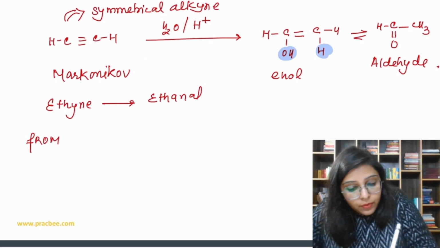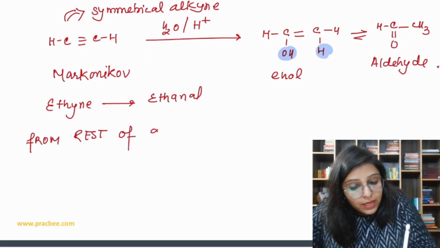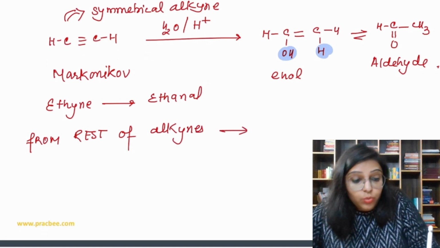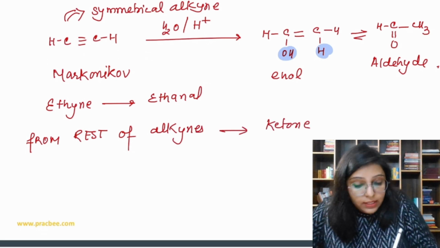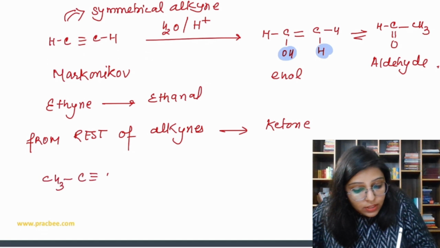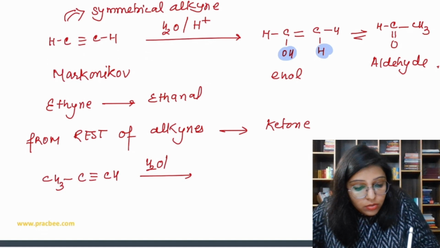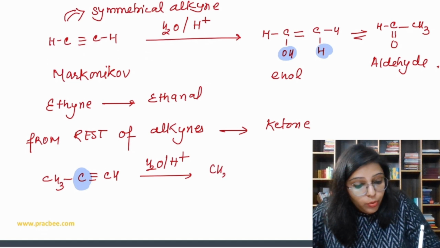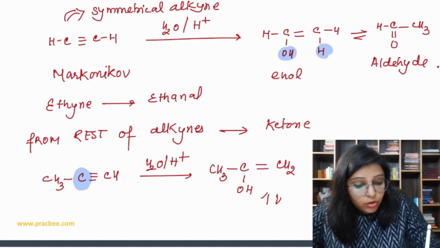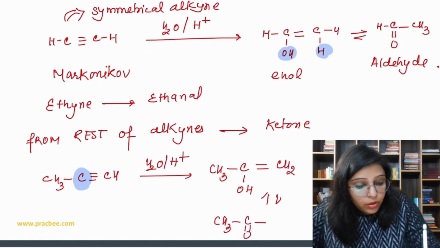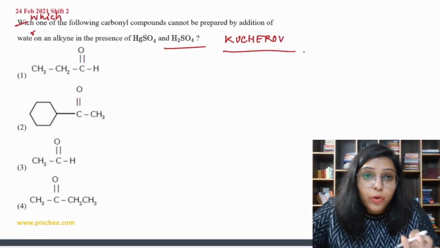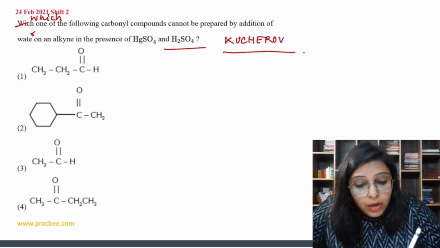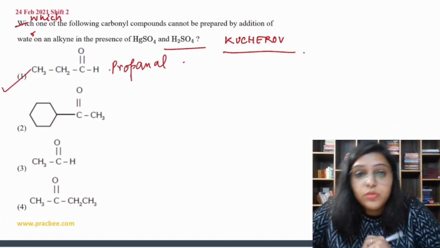From the rest of the alkynes, we get ketone. For example, we have CH3, C triple bond CH. Now with H2O and H plus, we do Markovnikov addition. So OH we add on the middle carbon, so we get a double bond and CH2. Now it tautomerizes to CH3, C double bond O, CH3. So the point is that we can only prepare ethanal as an aldehyde. Here it is an aldehyde, but this is propanal, so we cannot prepare it. Understood? So this is going to be the answer.